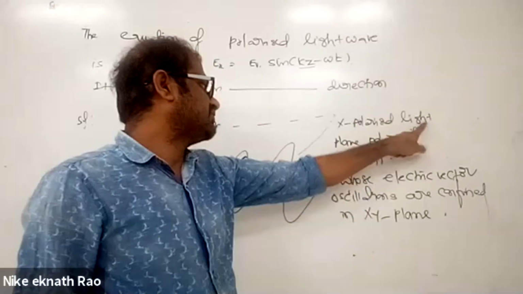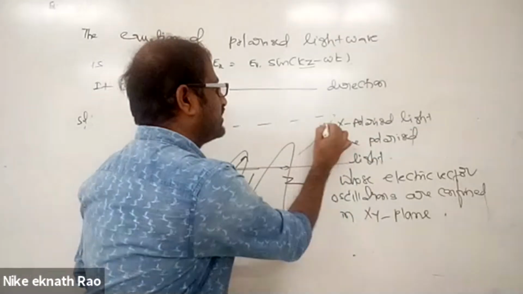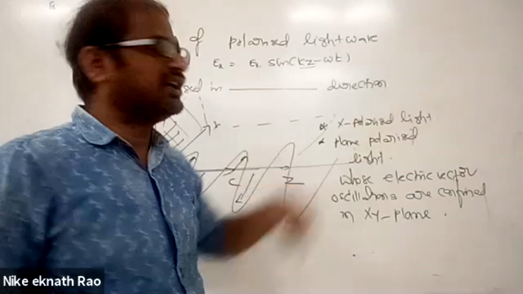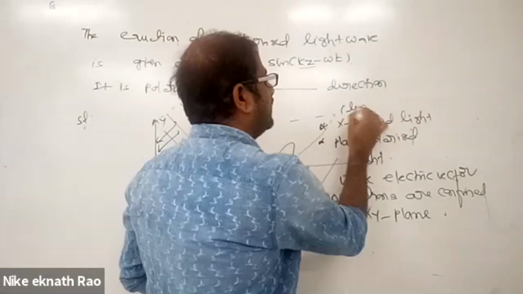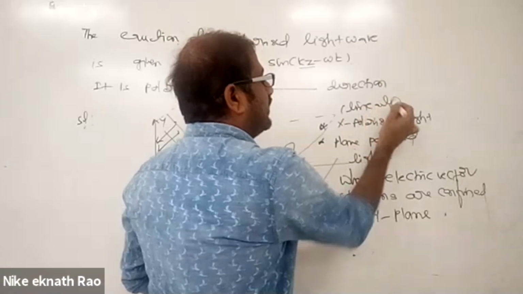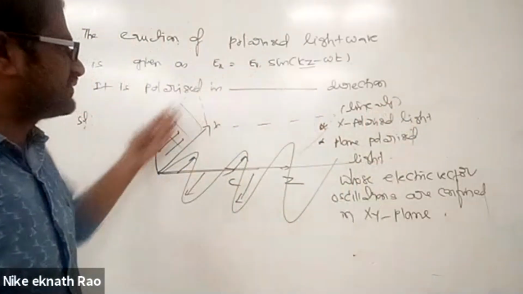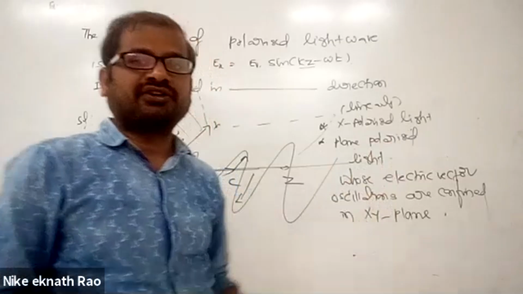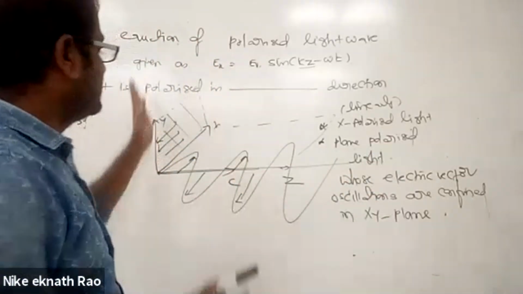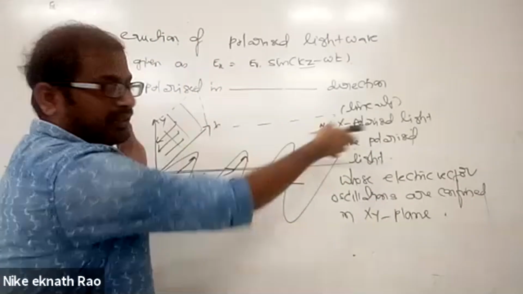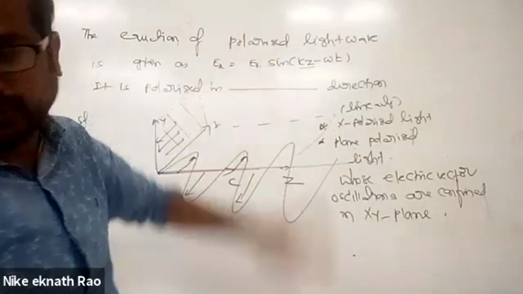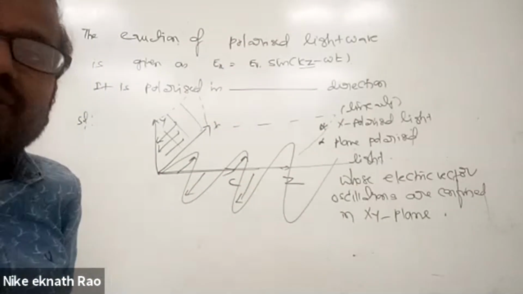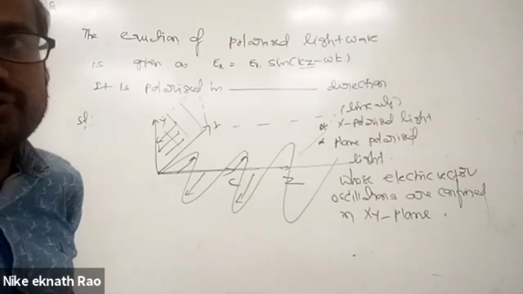X polarized light, you can say, means linear. X direction is linearly polarized. And whose oscillations are confined to the xy plane, so plane polarized light. In which plane are oscillations confined? The xy plane. The xy plane is perpendicular to the z direction. So like this you can say it is plane polarized or linearly polarized light.